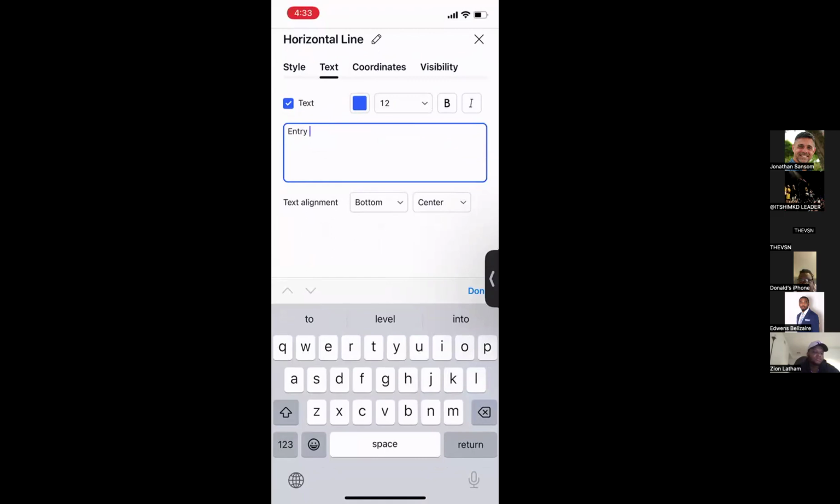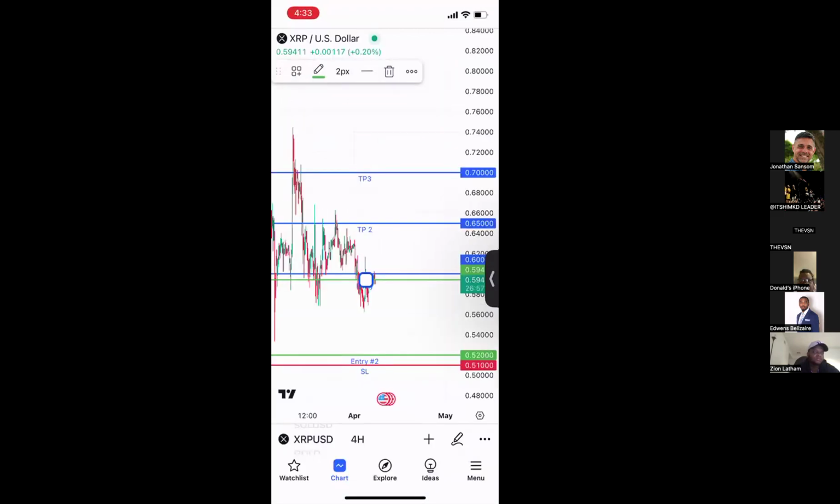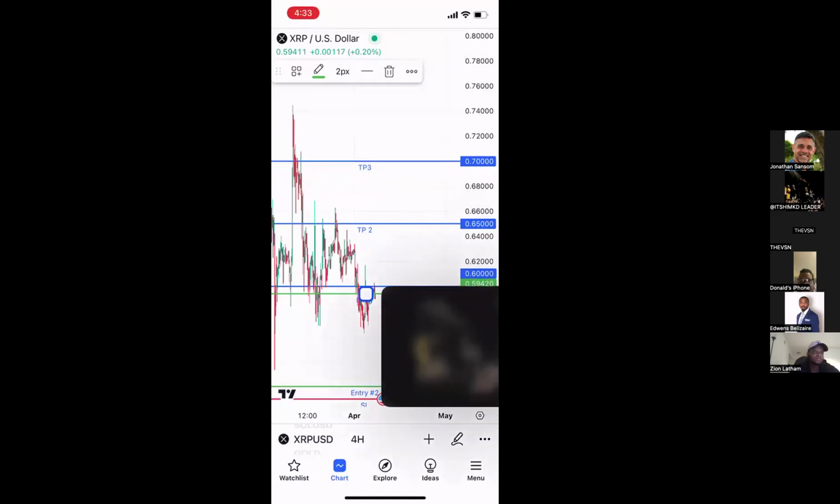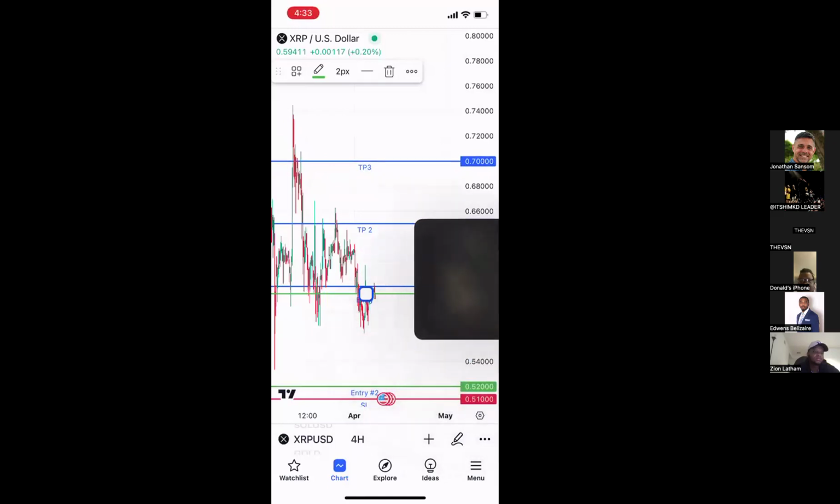There you go. Bow. That's my entry. Now, KD, how long am I into this trade? Guess what? It's about to hit TP1 again, but we're going to skip TP1. We're going to go straight into where? TP2. Make sense?